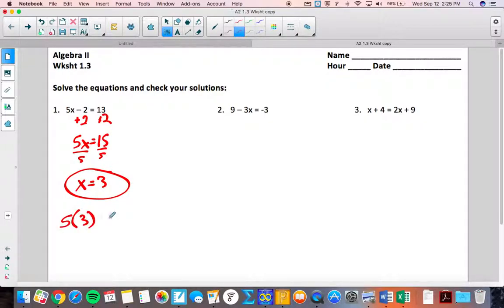I'll take 5 times 3 minus 2, and I get 13 in my head when I do that, so that is definitely the correct answer. 13 equals 13. It's the solution.